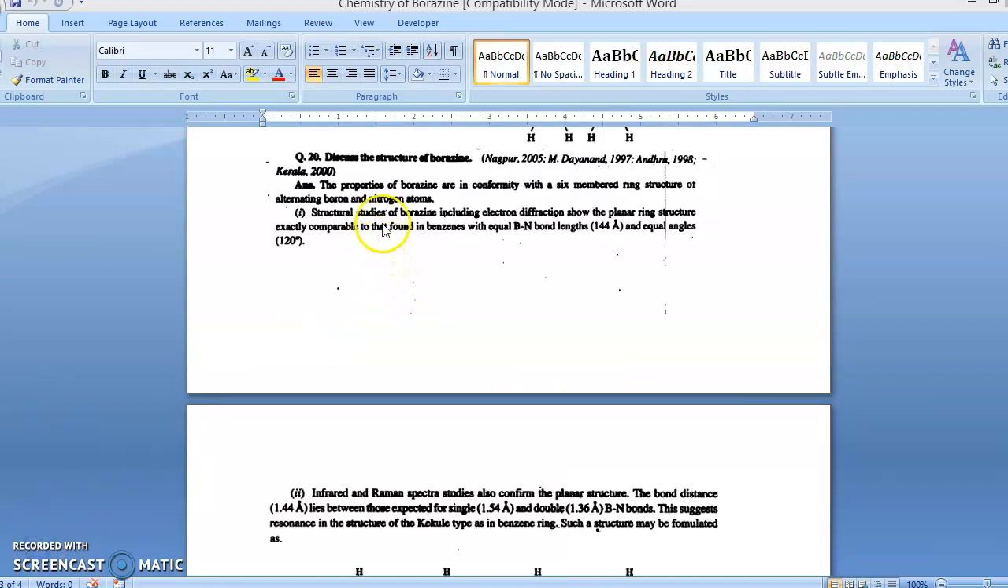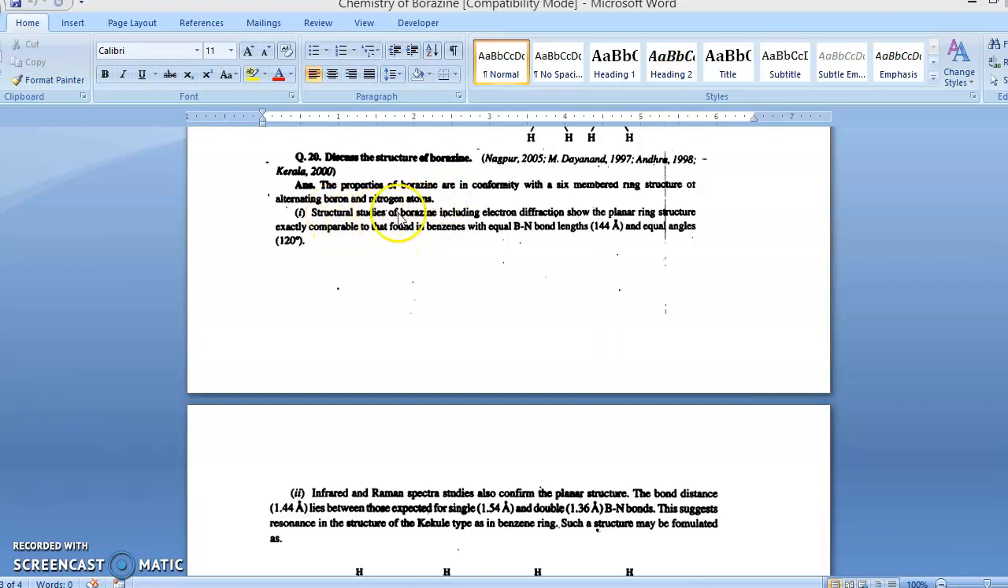Now I am going to talk about the structure of borazine. As you know that the molecular formula of borazine is B3N3H6. So borazine is basically a 6-membered ring structure with the presence of alternate boron and nitrogen atoms.